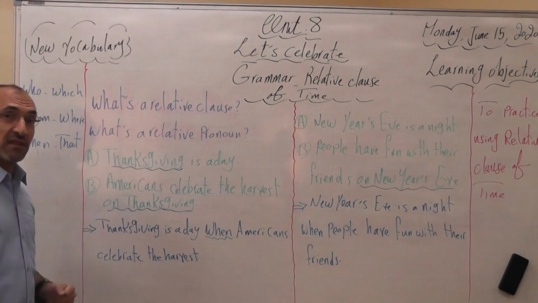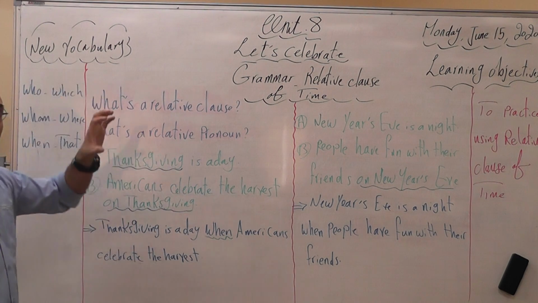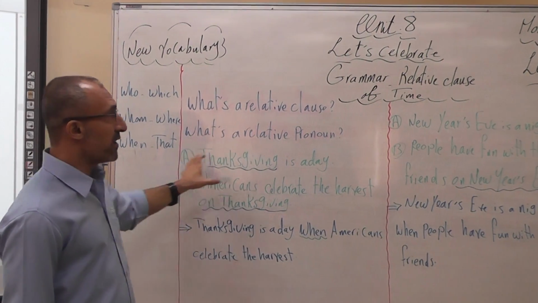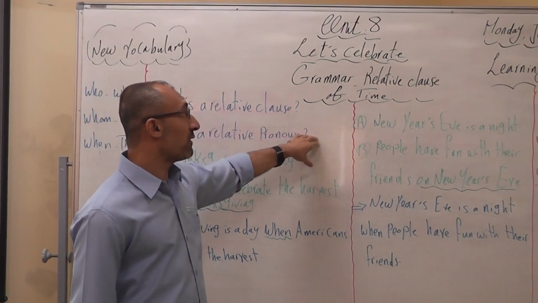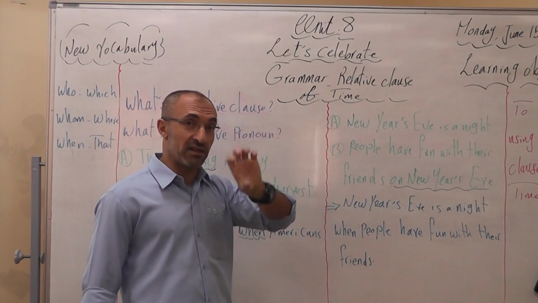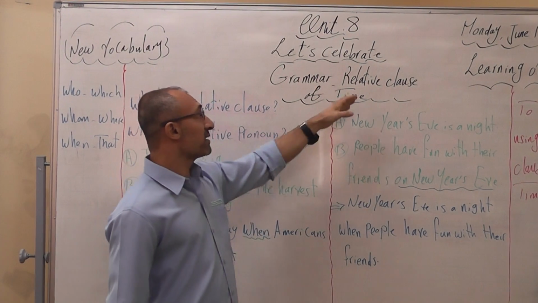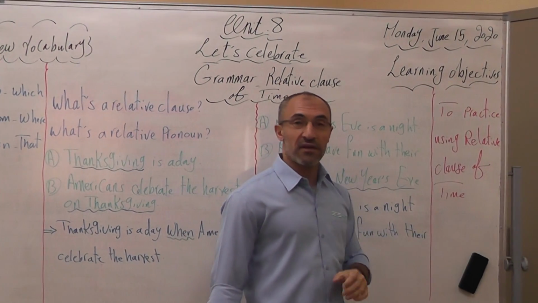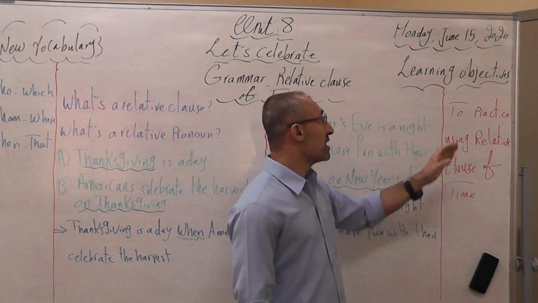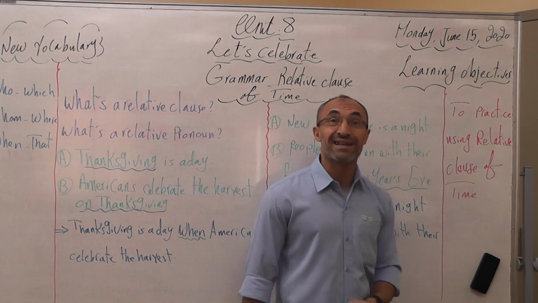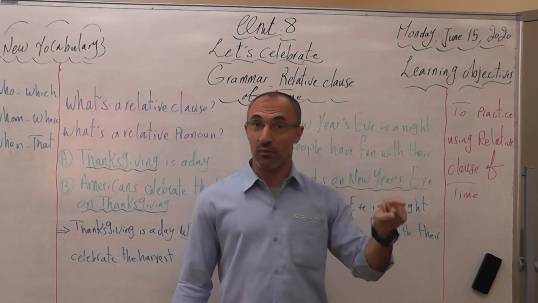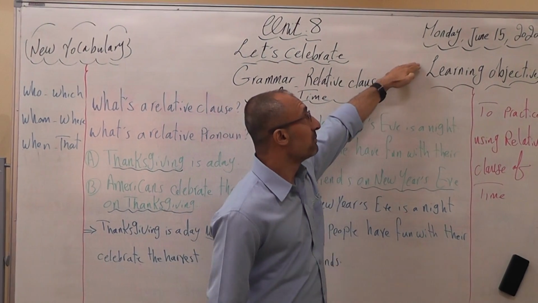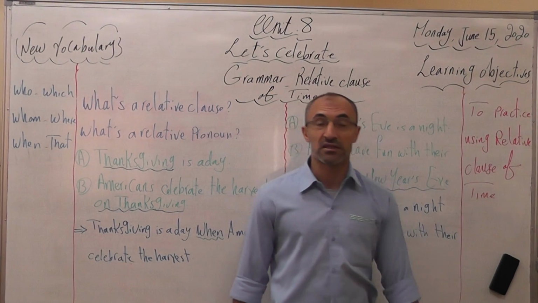On the board, as you see the division of our whiteboard, it's divided into new vocabulary that will be here. Then here will be the explanation of our grammatical rule. Again, let me remind you that our rule of today is relative clause of time. Then learning objectives. By the end of our lesson, we have to know how to practice using relative clause of time, using our relative pronoun, as we will see, when. Then our date, Monday, June 15, 2020.